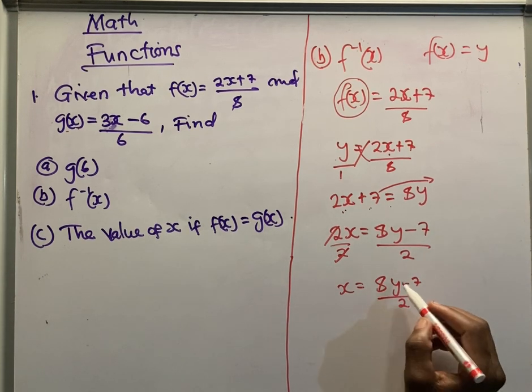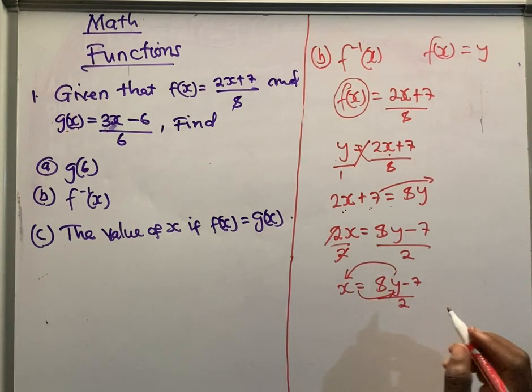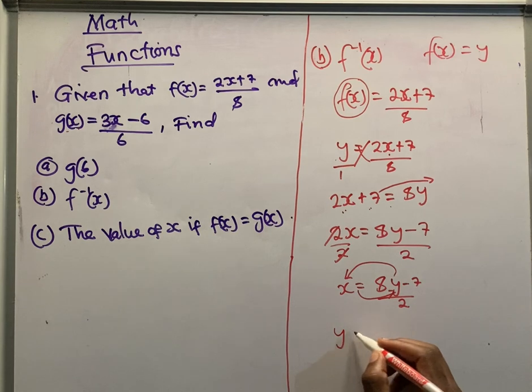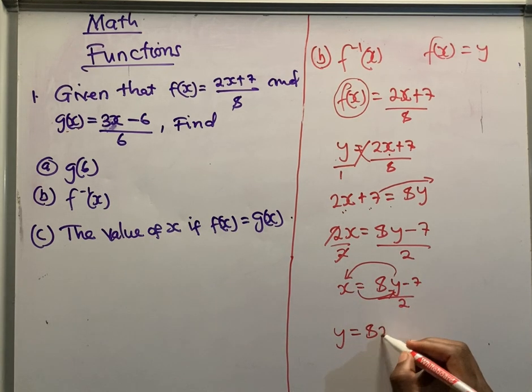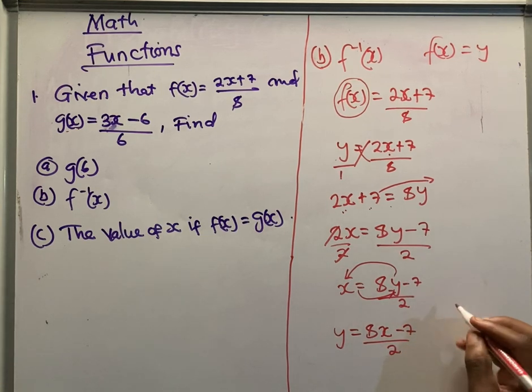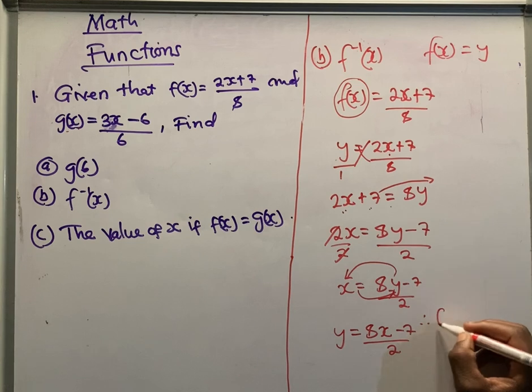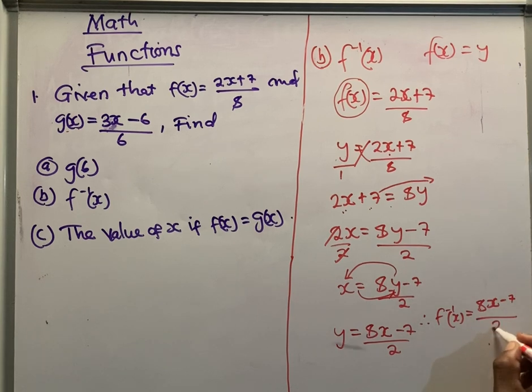Then from there, we have to swap. So this becomes y is equal to 8. We just swap the letters. y is equal to (8x − 7) over 2. And this is the answer. So therefore, f inverse of x is equal to (8x − 7) over 2. So that is how you find the inverse function.